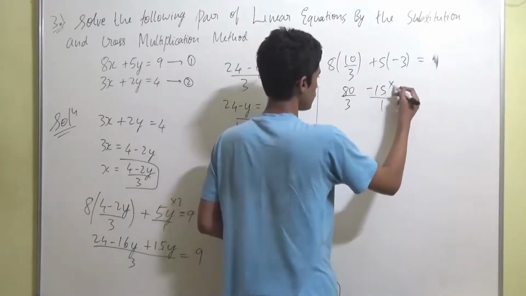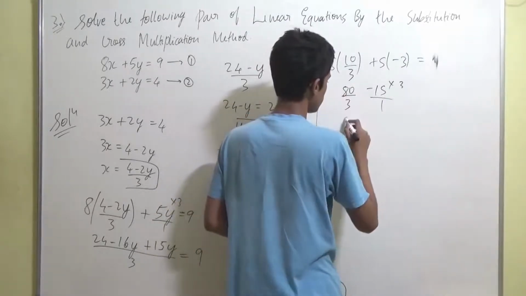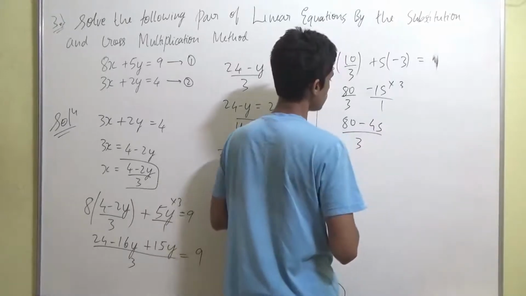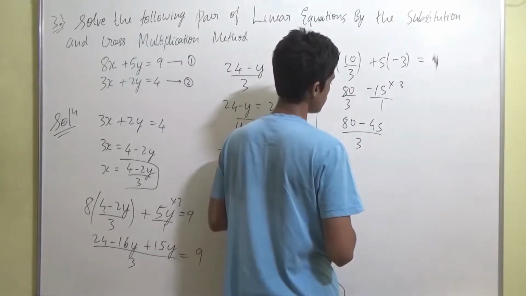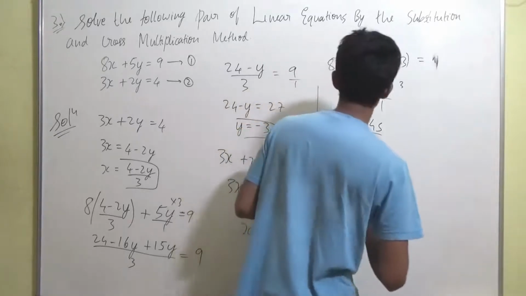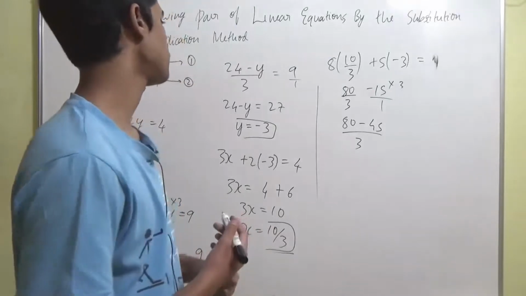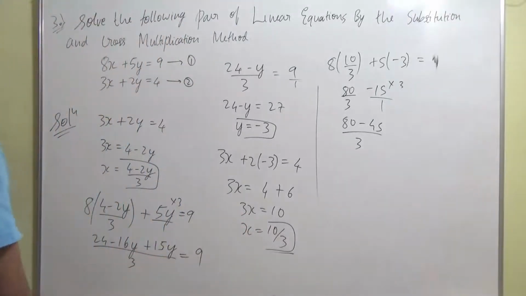If it is nothing, it's 1, so it is into 3. So it becomes 80 minus 45 by 3. This becomes equal to 35 by 3, right? 35 by 3, you won't get us 9. But we should get 9, which means somewhere we have gone wrong.